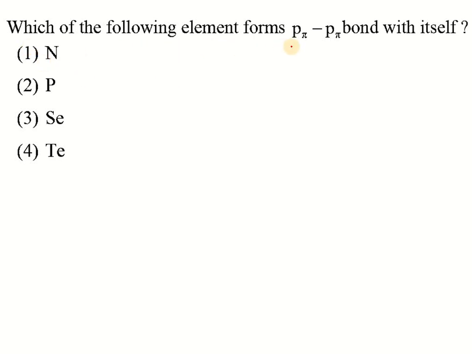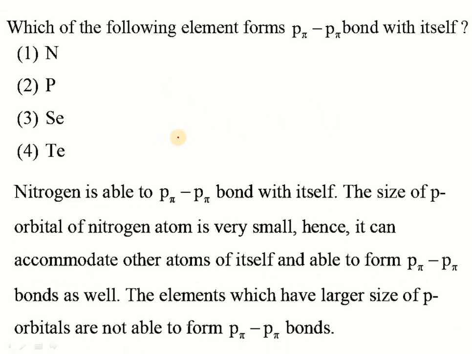Next question. Which of the following elements forms p pi bond with itself? See, nitrogen usually forms a triple bond between atoms. So nitrogen is the element that forms p pi bond with itself.